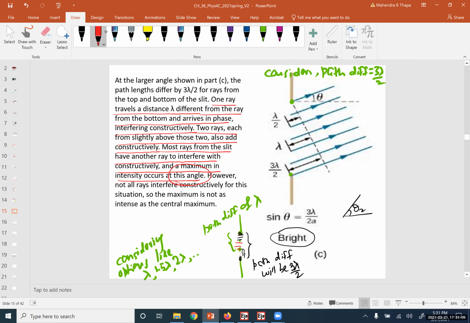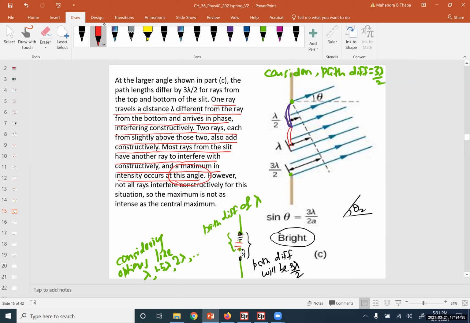However, not all rays interfere constructively. For this situation, the maxima is not as intense as at the center. So the key point is that if we divide the slit into 2 parts, the effect of this half is balanced by the effect of this part.